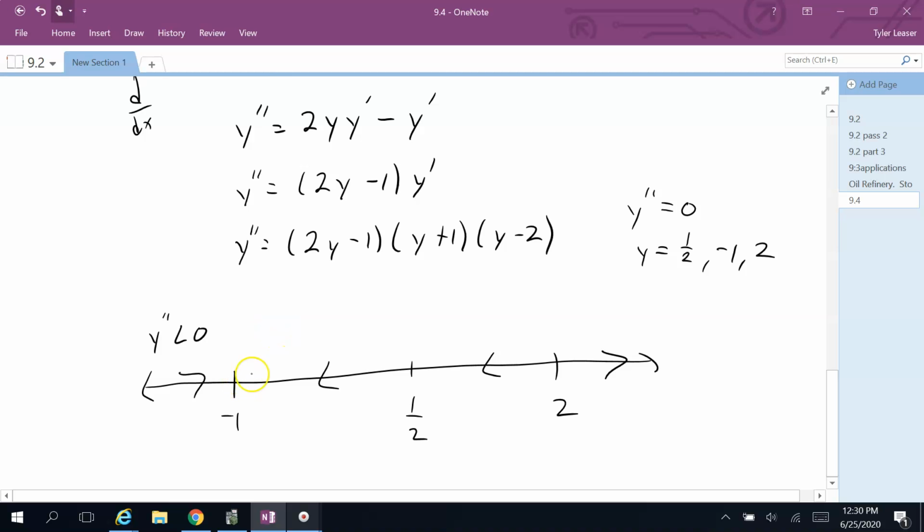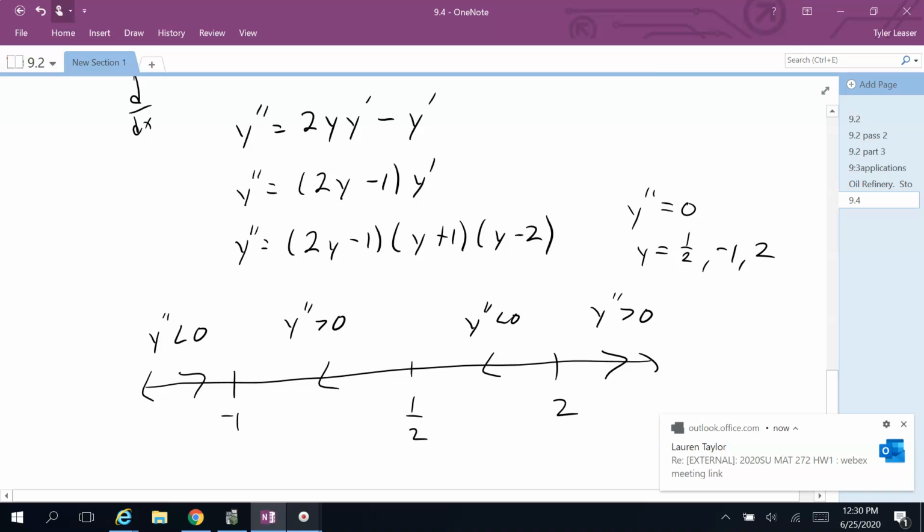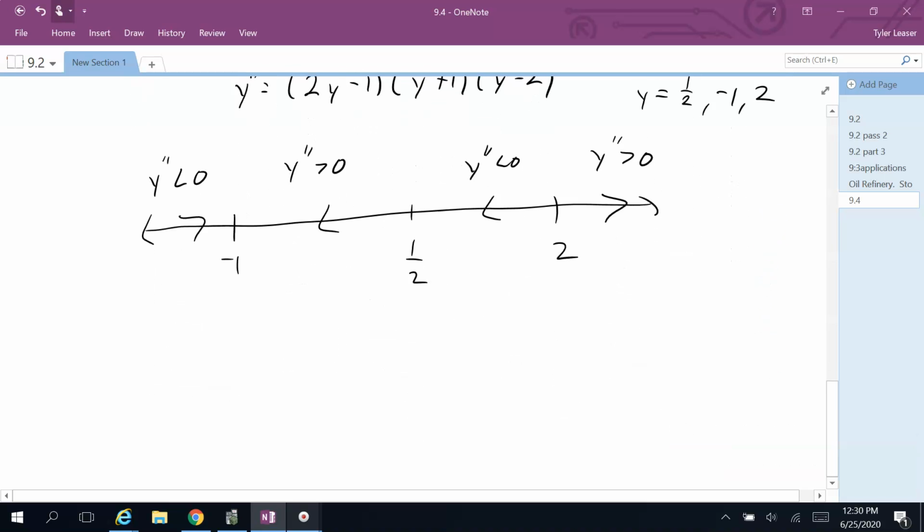Plug a number in between negative 1 and 1/2. This ends up being positive when you plug it in. In between 1/2 and 2 ends up being negative. Bigger than 2 ends up being positive. A lot of times students ask me, is it always going to alternate like that? And the answer is no. It is not always going to alternate negative, positive, negative, positive. Okay, but now that we have this, we're allowed to sketch solutions.